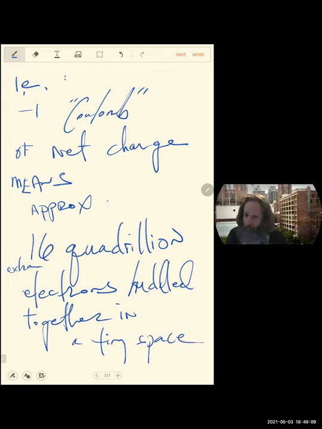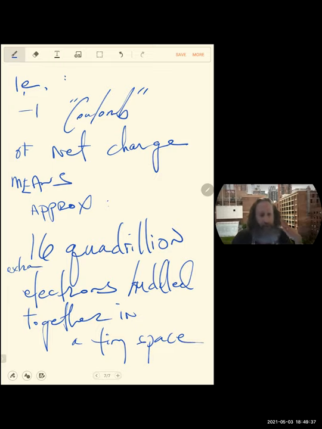Just to put things in perspective, whenever we talk about an amp of current, we're talking about a coulomb of charge rushing by for every unit second. And a coulomb of charge is an enormous amount of charge if you're thinking of charge as coming from electrons, which you should, because that's where it does come from. In other words, it takes about 16 quadrillion electrons all packed together in a tiny space to make what we would call one coulomb of charge.